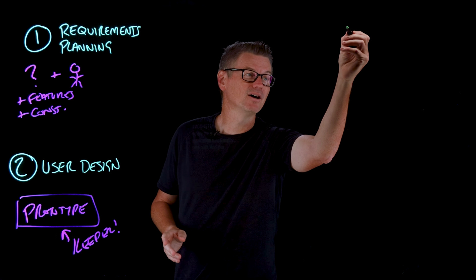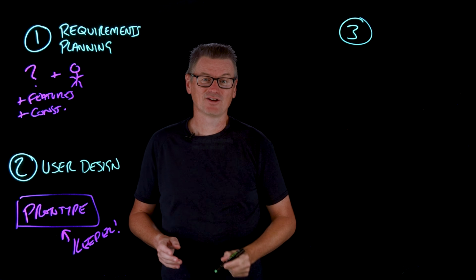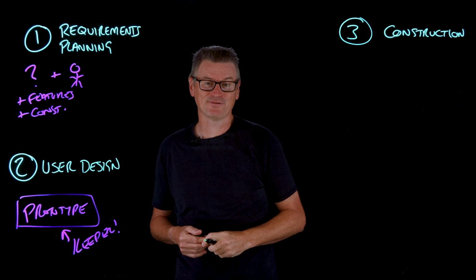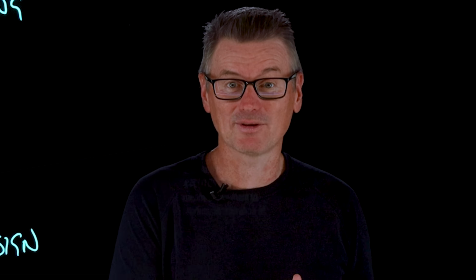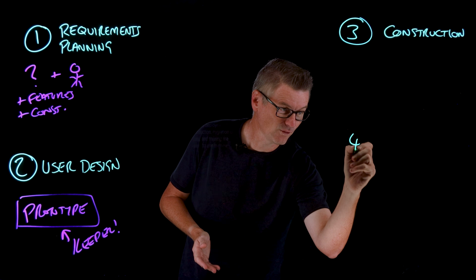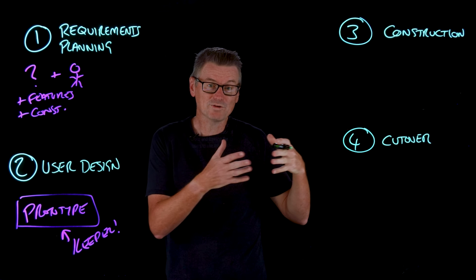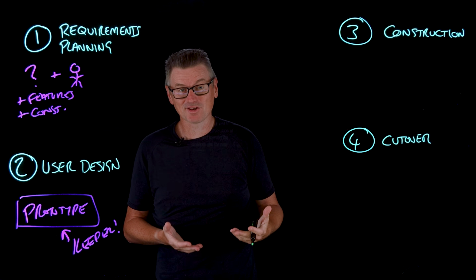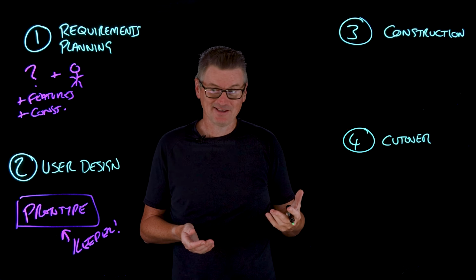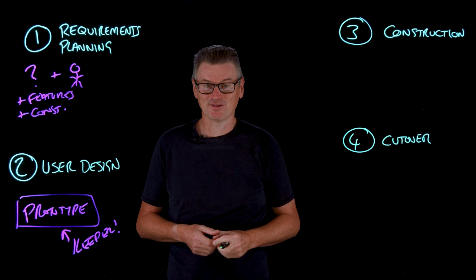Then phase number 3, that's construction, where the actual application functionality gets built. And that happens in short cycles with testing and feedback happening continuously rather than waiting until the end. And then phase 4, that's cutover, which means deployment to production, migration of data, and training the users how to use this new system.